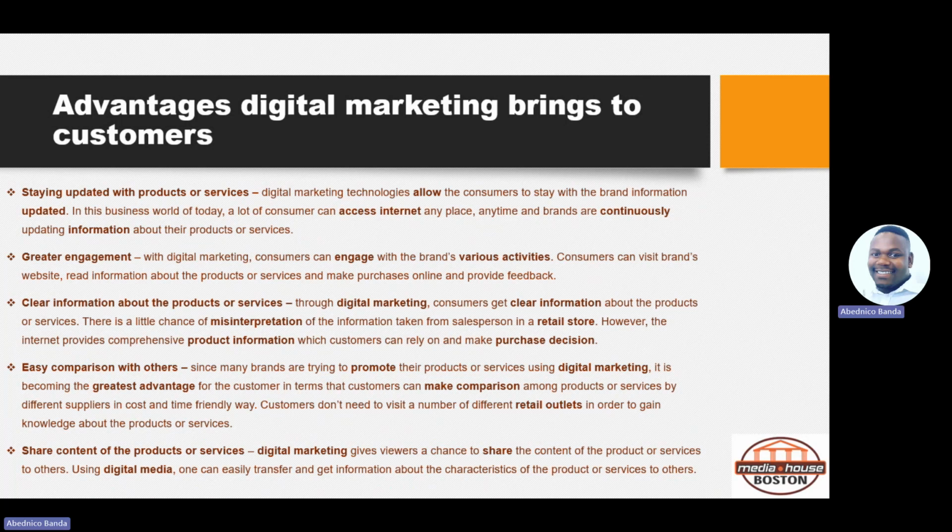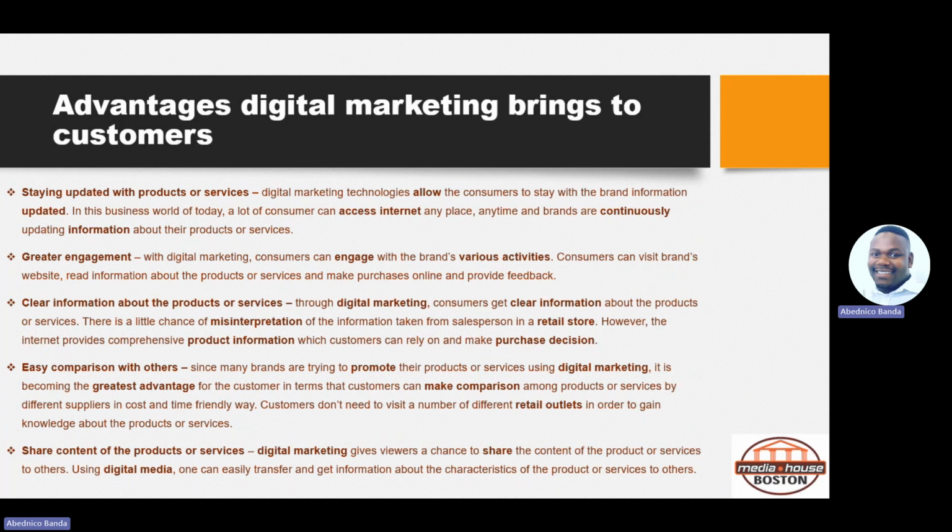Then you can also easily compare with other providers, because long ago, if you wanted to buy a car, for example, you would go to the dealership that sells that brand. Let's say it's Mazda. You go to Mazda, you look at the features of Mazda. You leave Mazda, you go to Toyota, you look at the features of Toyota, you'd be just moving up and down. But now, with digital marketing, you can easily compare products because information is available there.